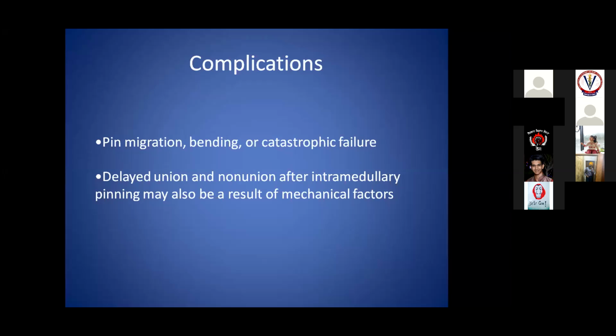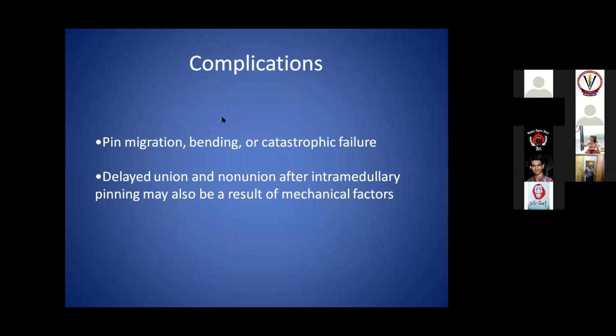Migration means the pin will move from the bone, either proximally or distally, when the animal starts weight bearing and walking on the operated limb, resulting in pin migration. That is one of the biggest disadvantages of the simple intramedullary pin. Or it can lead to catastrophic failure.